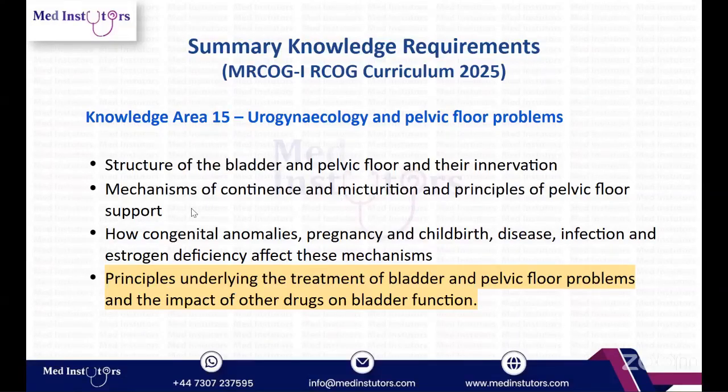Then the second part mentions the mechanism of continence and micturition and the principles of pelvic support. Here you need to cover the physiology of micturition, which covers your subject physiology. Then congenital anomalies, pregnancy, childbirth, disease, and estrogen deficiency affect these mechanisms, like in postmenopausal women. Due to decreased estrogen level, that might lead to urinary incontinence as well. And the congenital anomalies, you will cover under embryology.